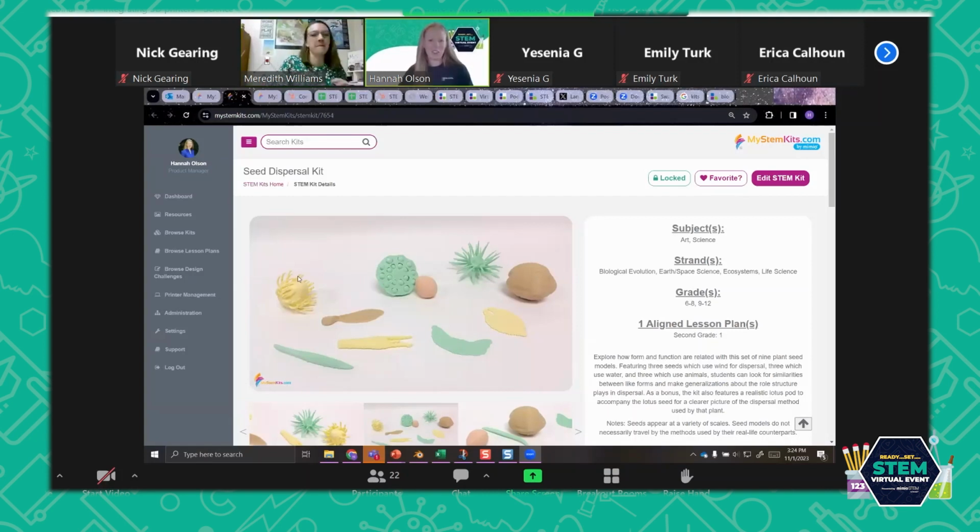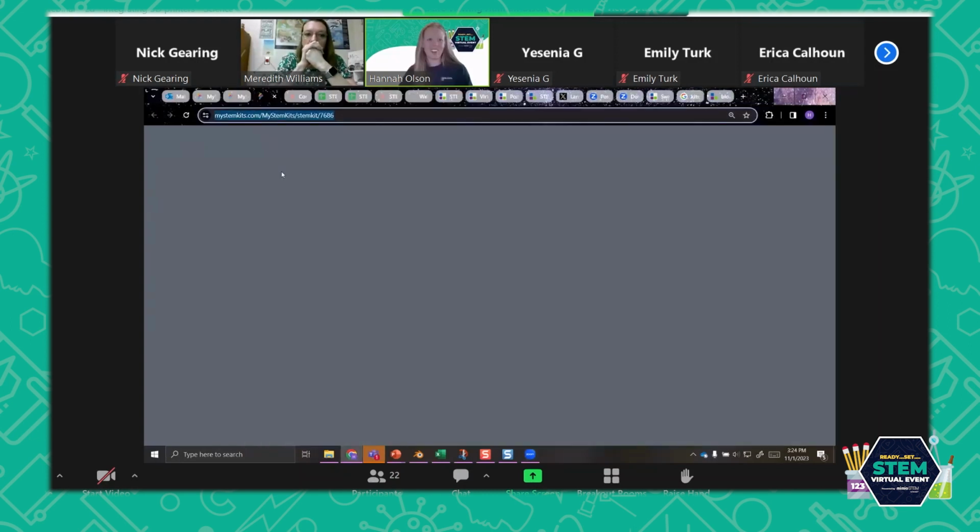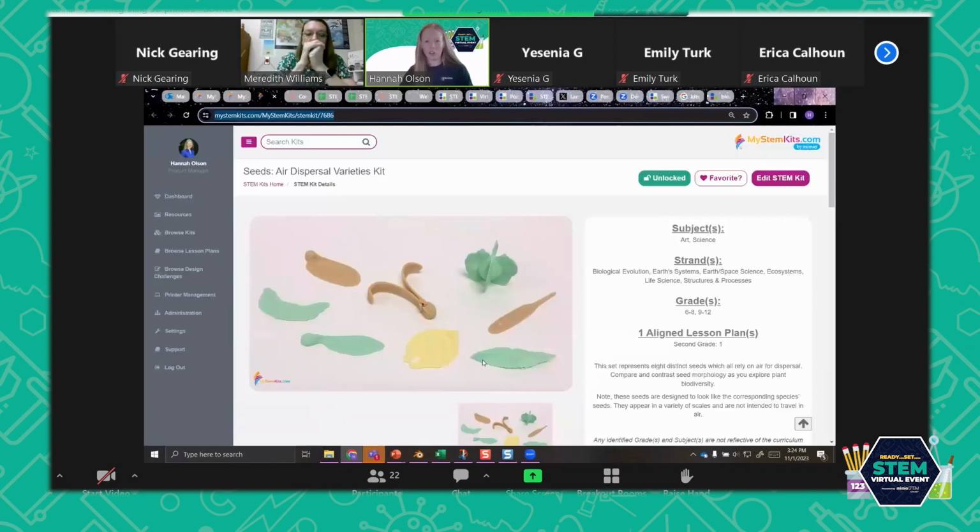But so this is our seed dispersal kit. So it has some air, some water, some attached to animals by being sticky, the kind we all hate when we're out hiking. And then we have another one which is all specifically on air dispersal varieties. So you can mix and match or use some of each.